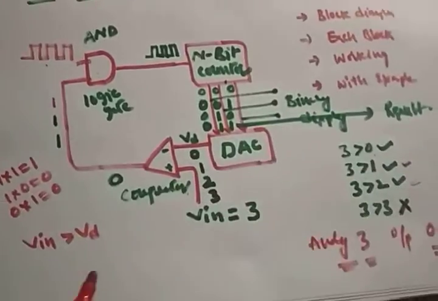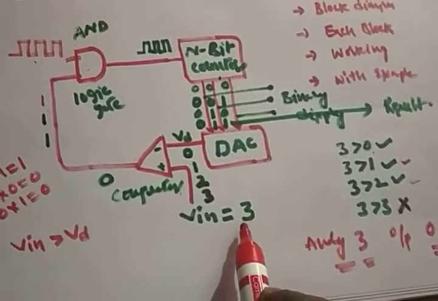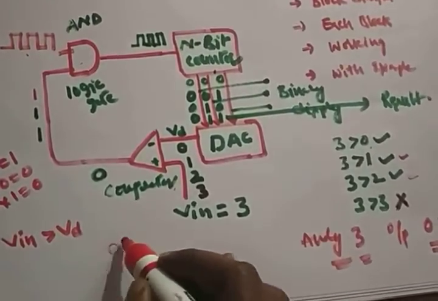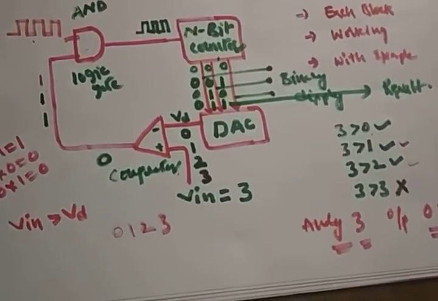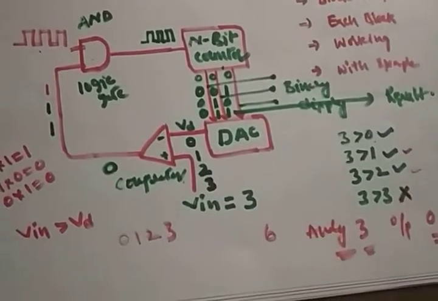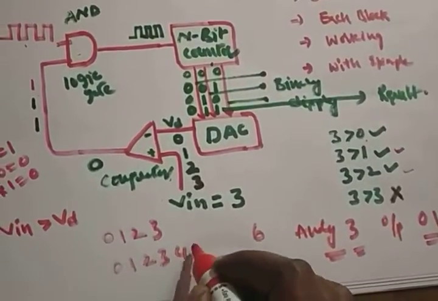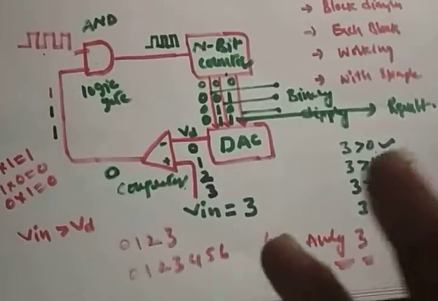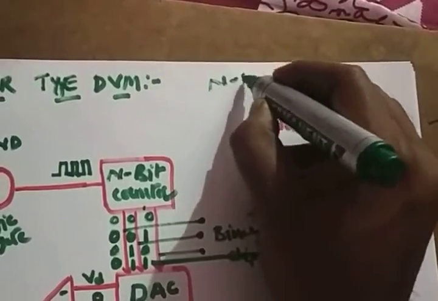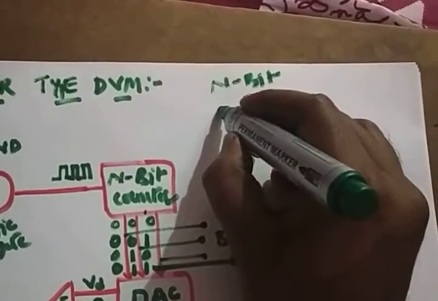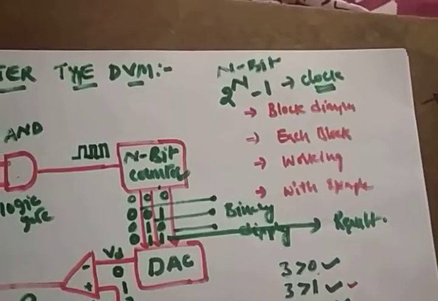The main drawback of the counter type is that if it is 3, it starts from 0, 1, 2, 3. If it is 6, it starts from 0, 1, 2, 3, 4, 5, 6. So how many clock pulses do you require for the digital to analog converter? If it is n bit, how many clock pulses do you require? 2 power n minus 1 clock pulses. So that means 7 clock pulses you require.